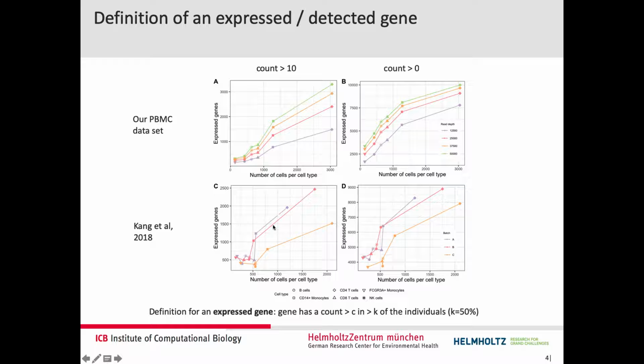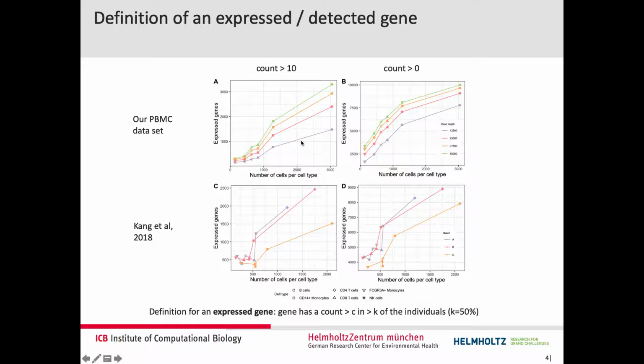In the first column, looking at a count threshold larger than 10, and in the second at a count threshold larger than 0. You see in the first row the results for our own PBMC dataset that was generated by the Max Planck Institute of Psychiatry in Munich. You see that the more cells we have from our cell type, the more expressed genes we find.